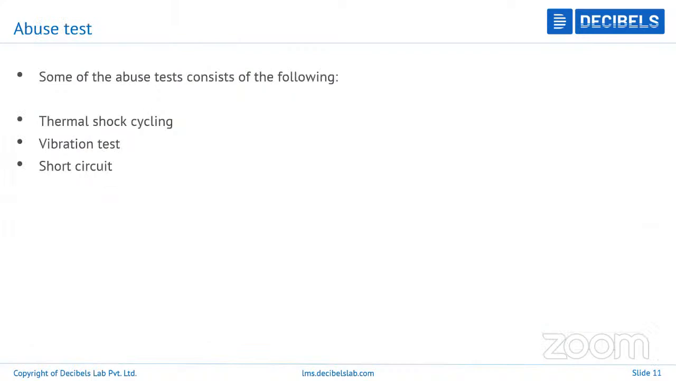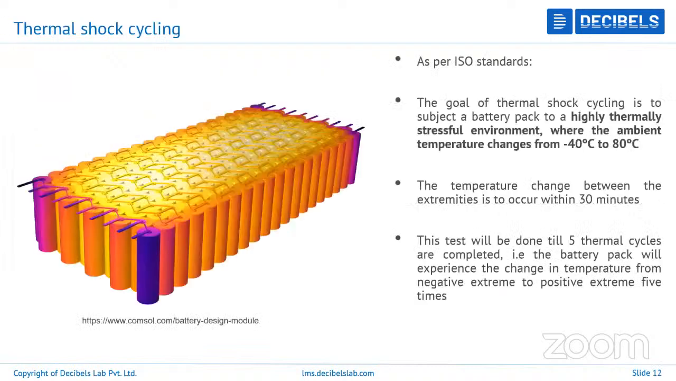With that, we have finished the performance tests, and now we'll look into some abuse tests, namely thermal shock cycling, vibration test, and short circuit test. Thermal shock cycling is nothing but subjecting the battery to rapidly changing ambient temperatures. Basically it starts at ambient temperature, say around 25 degrees Celsius, and the battery pack is allowed to rest at 25 degrees Celsius till thermal equilibrium is obtained.